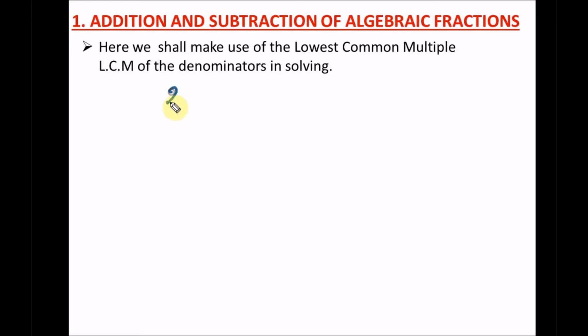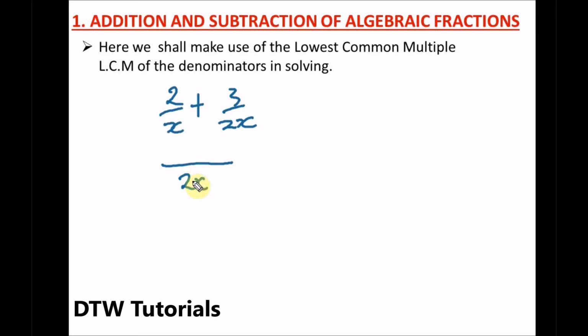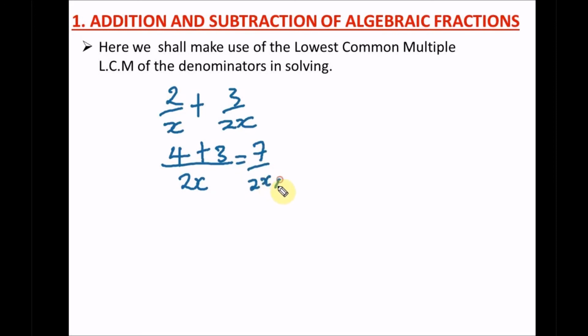So let's say, for example, we have 2 over x plus 3 over 2x. How are we going to do this? We have to look for the LCM of x and 2x. That would give us 2x. And x in 2x, that's 2x divided by x, will give us a 2, and 2 times 2 will give us a 4, plus 2x in 2x will cancel out, so we're left with 1. 1 times 3 will give us a 3, and we have 7 over 2x as our answer. So this is our answer when we're told to simplify this.